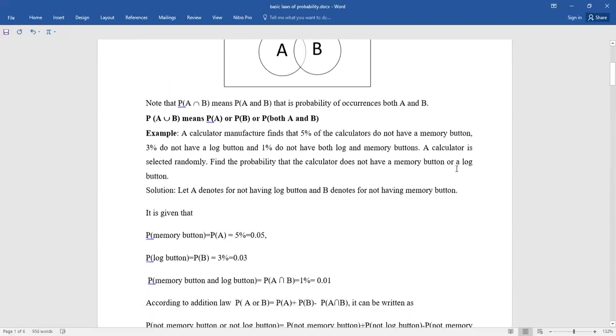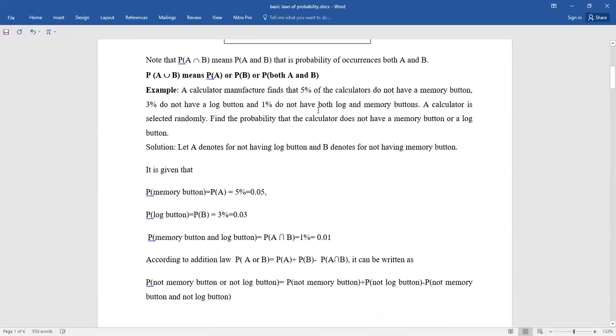Let us do a simple example. There is a calculator manufacturer company. They found 5% of the calculators do not have a memory button. Normally in the production process there will be some defects. They found 5% of the calculators do not have the memory button, 3% do not have the log button, and also found that 1% do not have both the memory button and the log button.